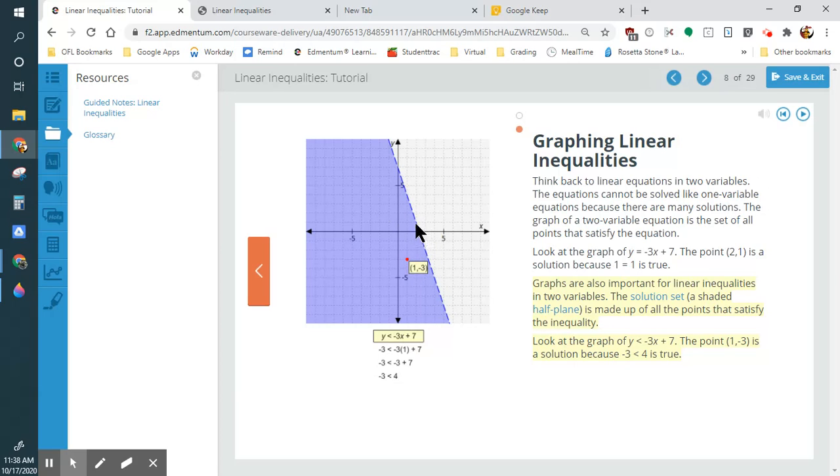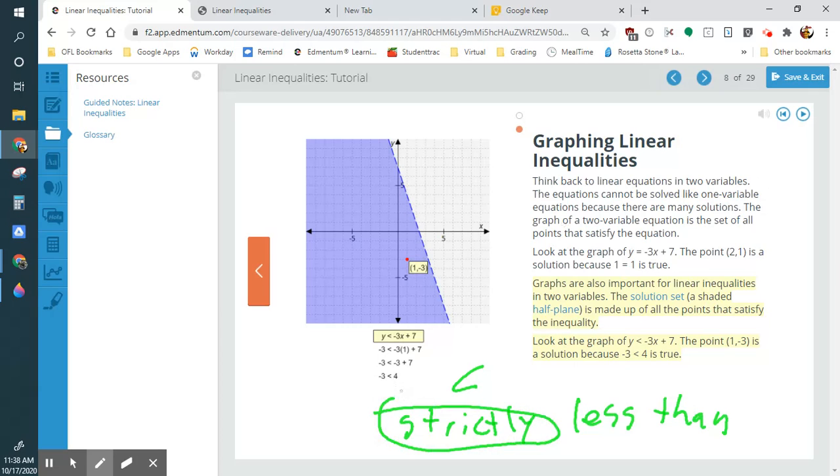If it's a solid line, we're like, if it touches the line, that's cool, that's fine. But if it's dotted and it touches the line, we're not including that. We're talking about strictly. So this is strictly less than. The reason why I use the word strictly is like it's strict.